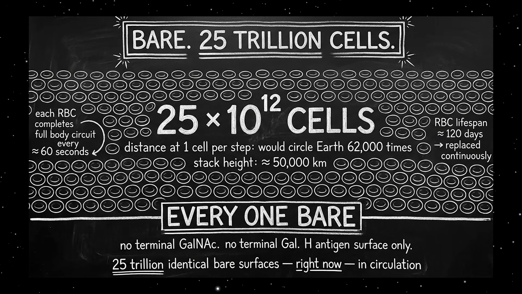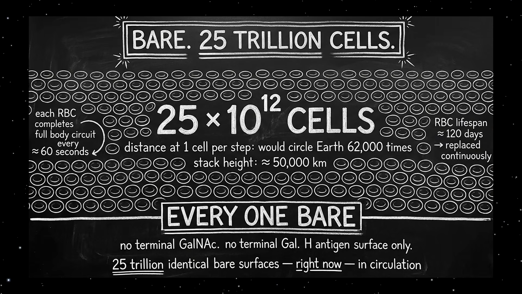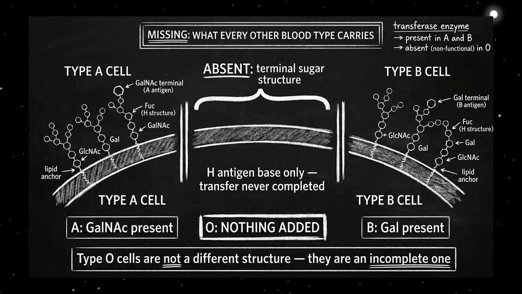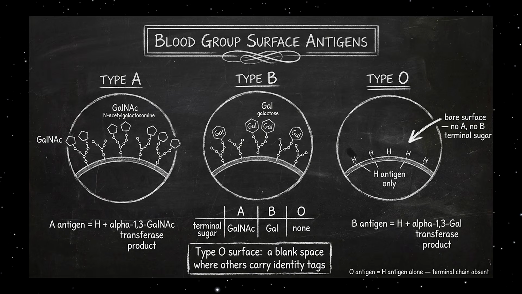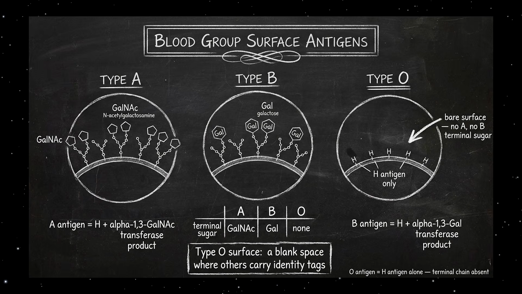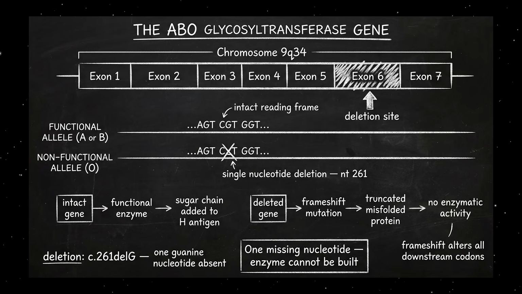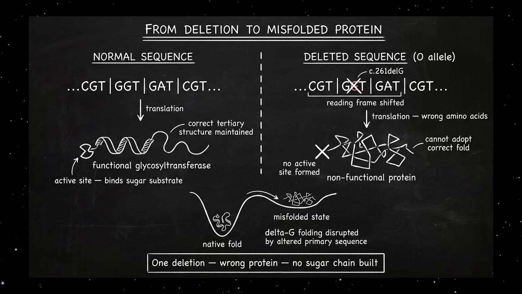Every red blood cell in your body is bare. 25 trillion cells circulating through the bloodstream right now, each one missing a molecular structure that every other blood type carries. The surface where type A has one sugar chain and type B has another, your cells have nothing. A blank space. The enzyme that would have built the sugar chain carries a deletion in its gene, a single nucleotide missing from the DNA sequence, producing a protein that misfolds and cannot function.